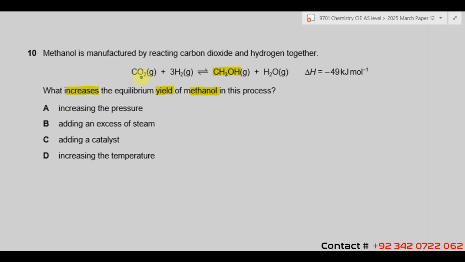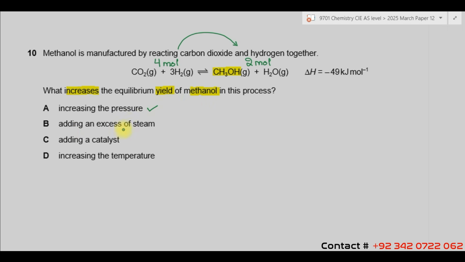Now let's find out the number of moles. We have 1 mole of CO2, 3 moles of hydrogen. So 4 moles on the reactant side, 1 mole of methanol, 1 mole of water. So 2 moles on the product side. When pressure is increased, the equilibrium moves from more number of moles to less number of moles. So it will move in the forward direction. So more methanol is going to be formed. This will increase the yield.